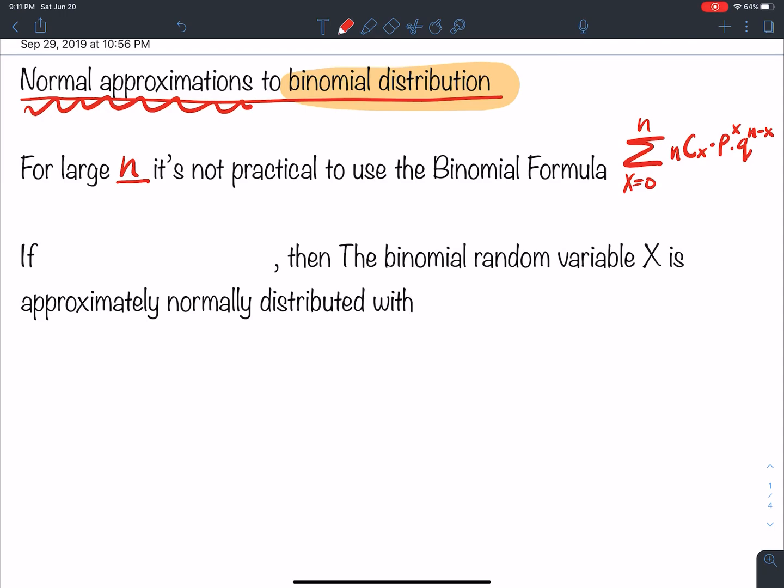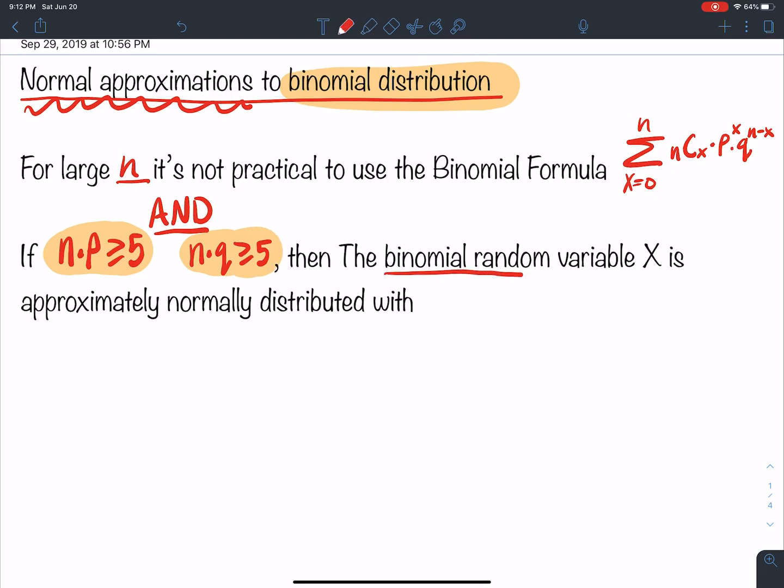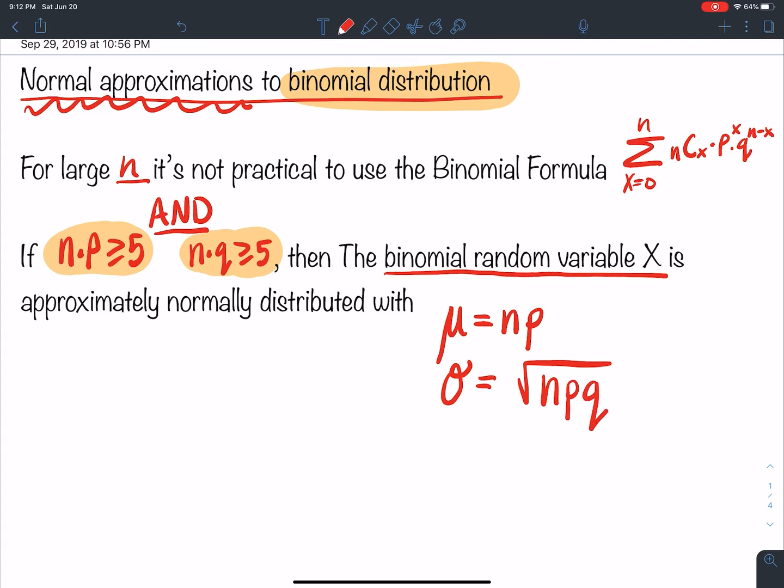Now, it only works if n times p is greater than or equal to 5, and n times q is greater than or equal to 5. If these two things are true, then the binomial random variable x is approximately normal with a mean equal to n times p and a standard deviation equal to the square root of npq.